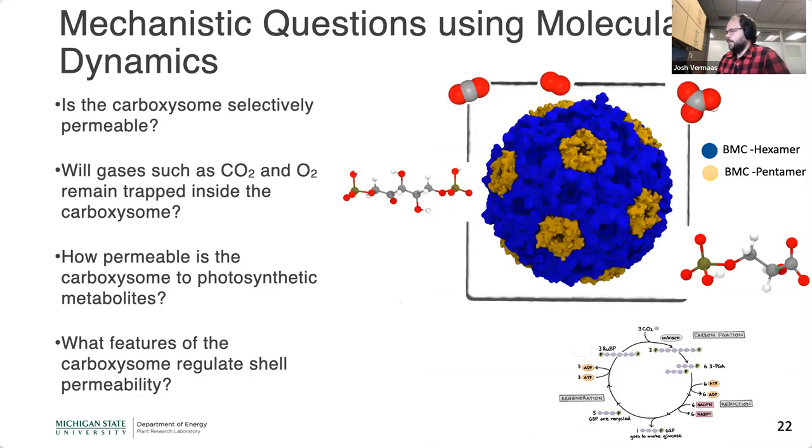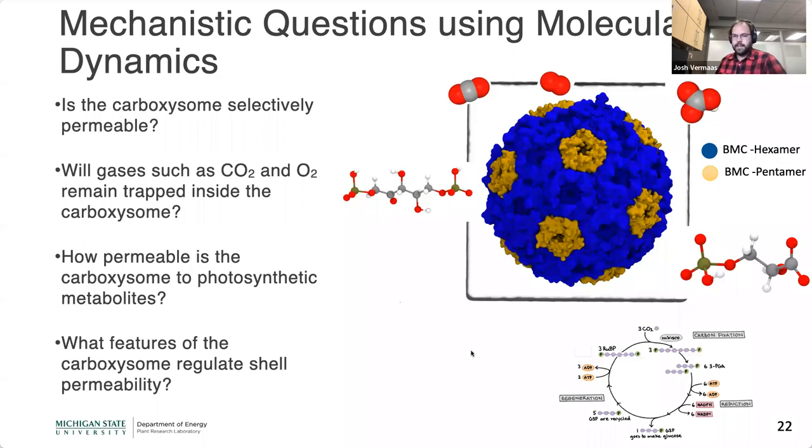Okay. So the questions that we're trying to ask through molecular dynamics is, is the carboxysome selectively permeable? Will gases like CO2 or O2 remain trapped either inside the carboxysome, like CO2, or outside the carboxysome, like oxygen? How permeable is the carboxysome to other photosynthetic metabolites, right?